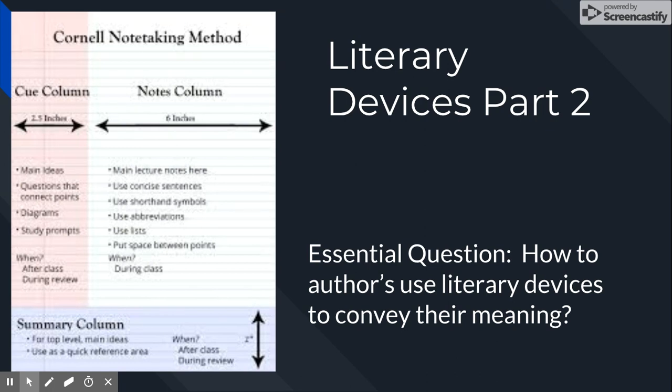Go ahead and pause the video and set up your notes in Cornell style. Your essential question goes at the very top, and it is how do authors use literary devices to convey their meaning? Let's begin.